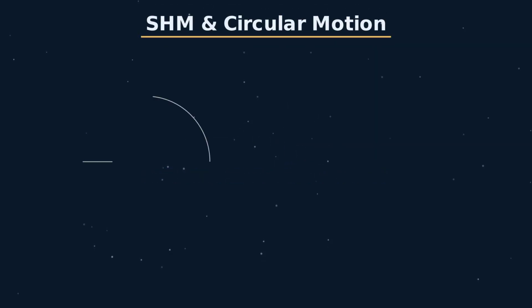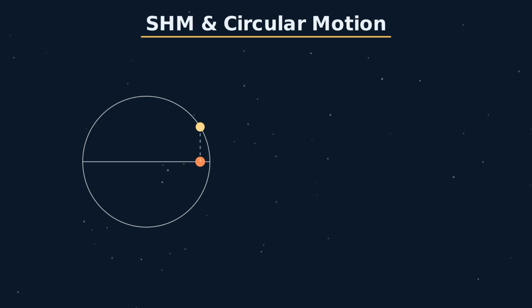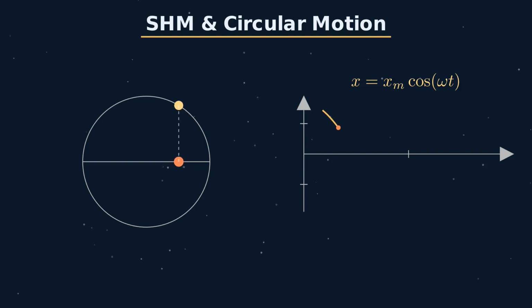Here is one of the loveliest pictures in all of physics. Take a particle moving steadily around a circle at constant angular speed. Now watch only its shadow, its projection onto a straight line. That shadow slides back and forth along the diameter, and it moves in perfect simple harmonic motion. The projection of the reference particle traces out exactly x_m cosine omega t, the same wave we started with.